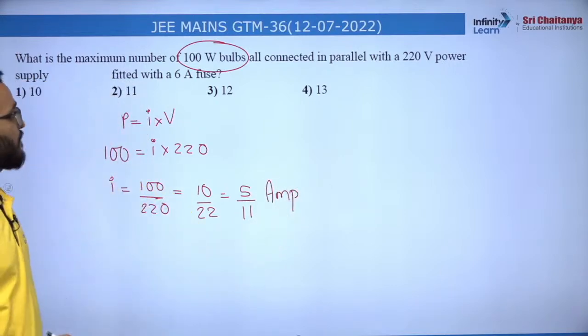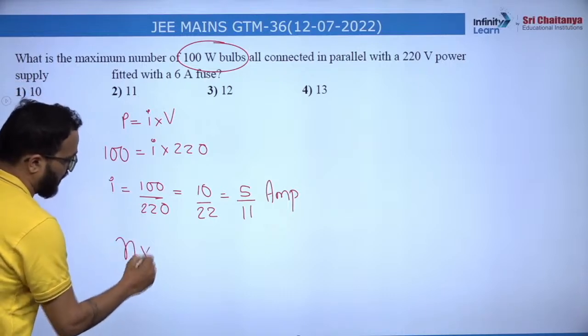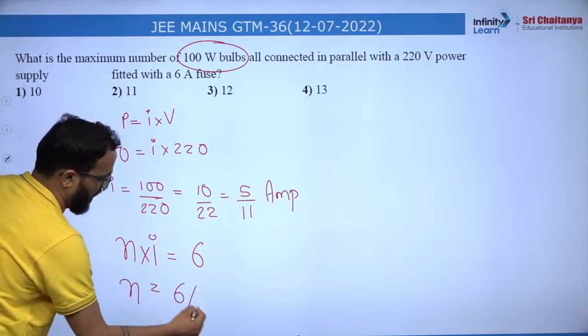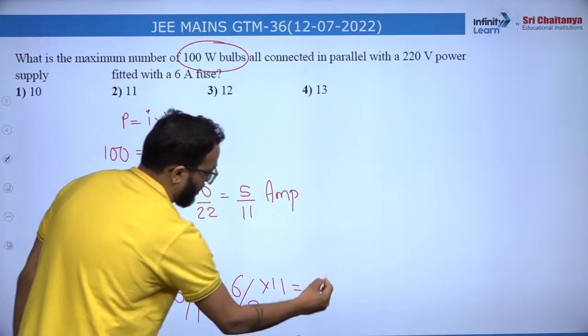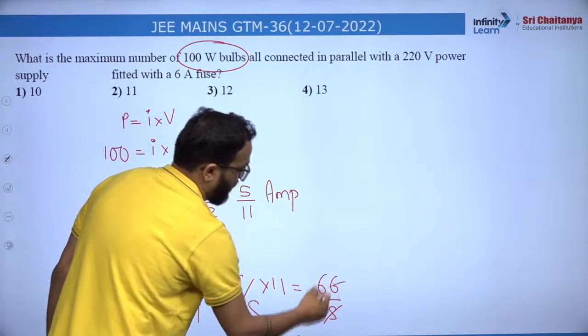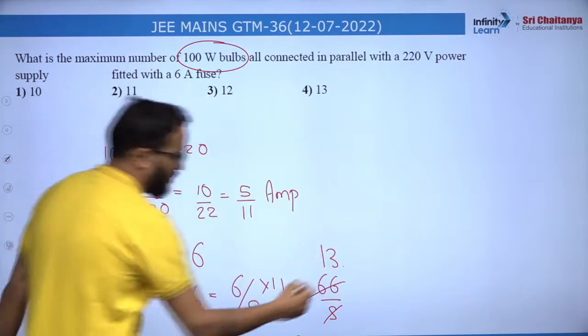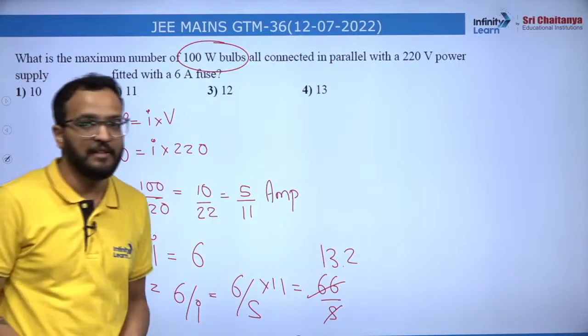And they are saying that the maximum current that can go is 6 ampere. So let's say n bulbs are there. So n into I is 6. So n will be 6 upon I, so 6 upon 5 into 11. 66 by 5, that is 13 point something, I guess 13.2. Right? So 13.2, but the number of bulbs cannot be fractional.